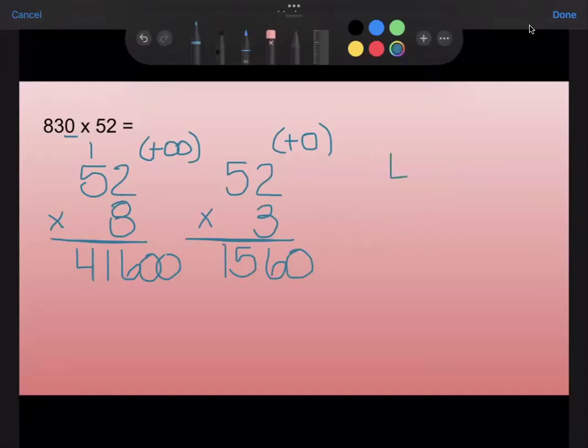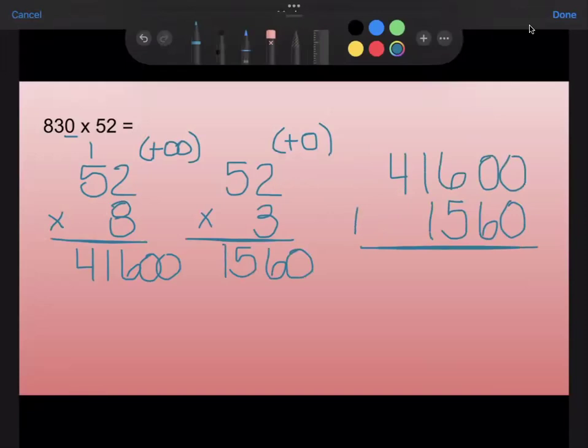Okay, so let's put this over here. 4, 1, 6, 0, 0. And then we've got 0, 6, 5, 1. And we're going to add those partial products together. 0, 6, 11, 3, 4. Final answer should be 43,160.